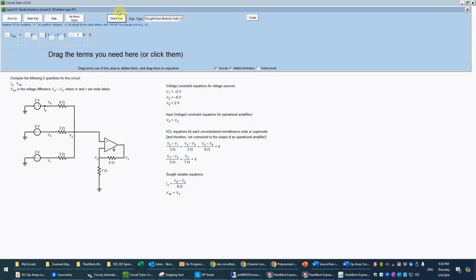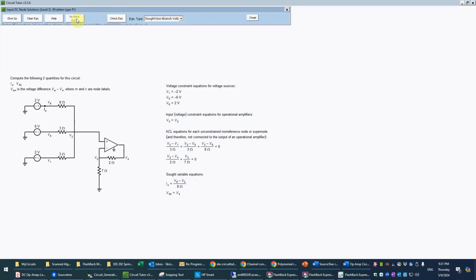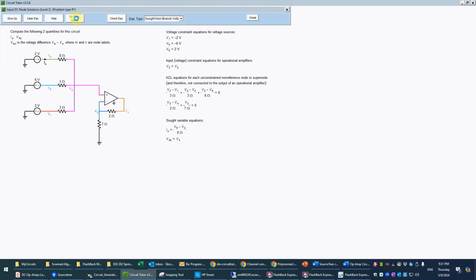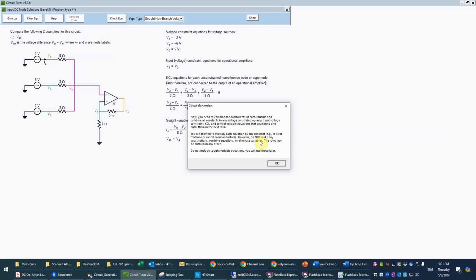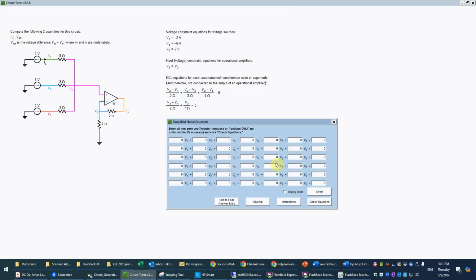Okay, so now we have all the equations we need. We'll click No More Equations. And now it advises us that we need to put these into simplified form on standard form that we use for that. So we'll begin here. We have a total of 6 equations to enter, so it'll take a little bit, but they're not too complicated.